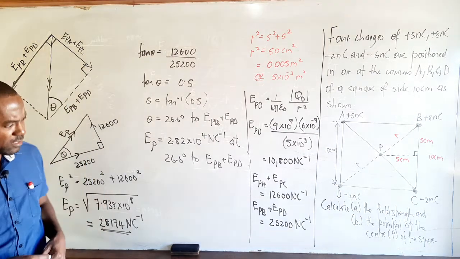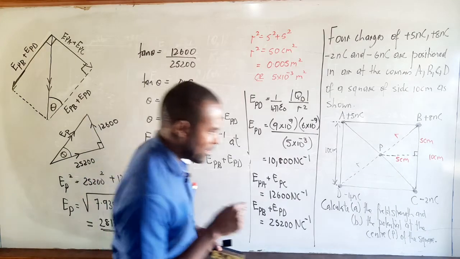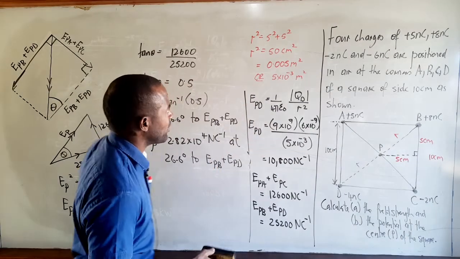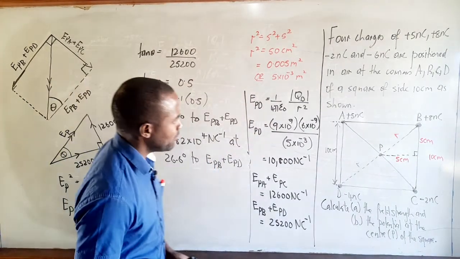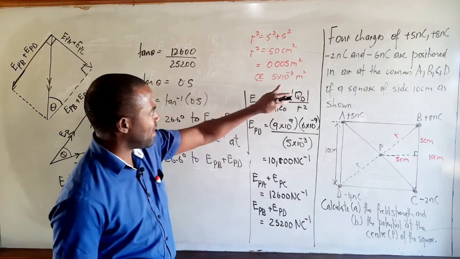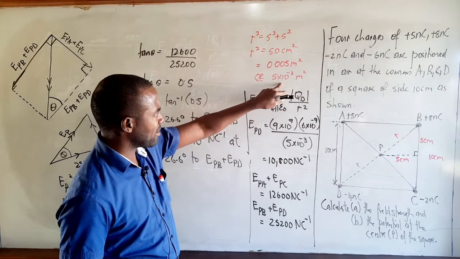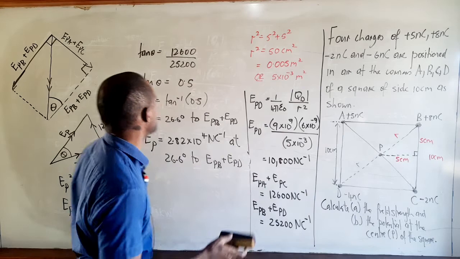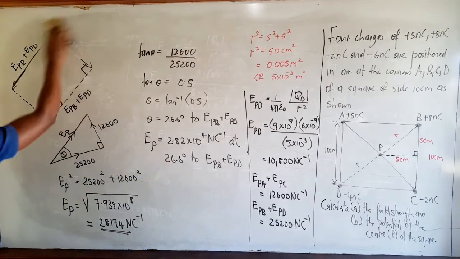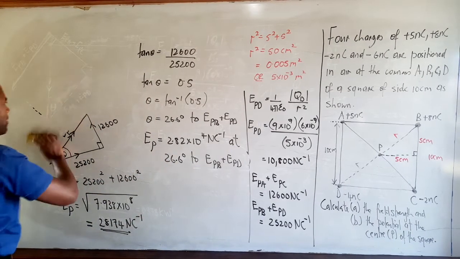Now the next part of the question wants us to find the potential at the center of the square. Now we already found, well, not the value of r, but we found the value of r squared, and since we already found r squared, then it should be easy to find the value of r. So let's now go ahead and find the electric potential at P.